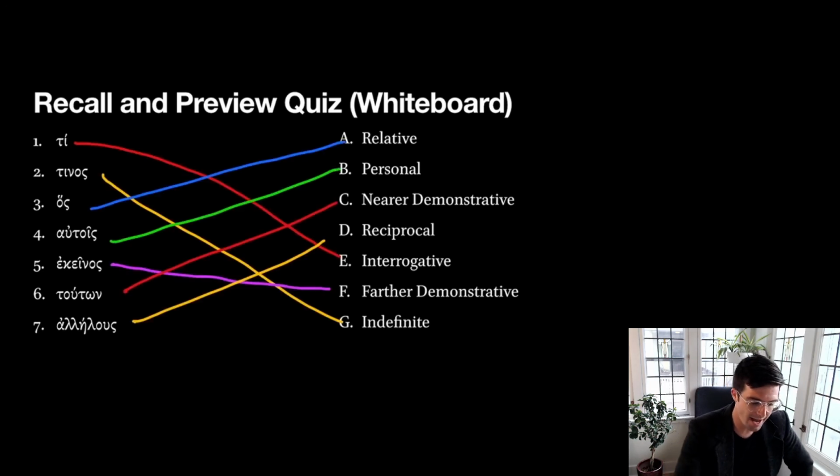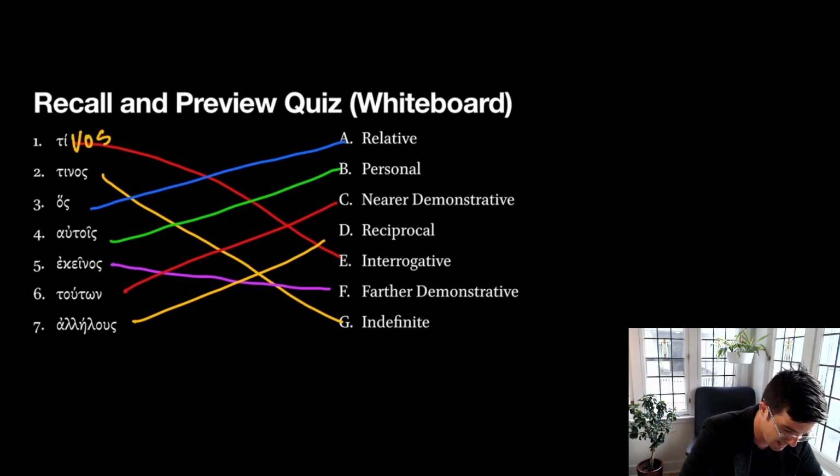So here we go. We have tis with the accent being the interrogative. Remember, the accent is the key to identification for the interrogative. Tinos without an accent, so if we were to have an interrogative of tinos, it would be tinos with the accent above it, just like this. This would be an interrogative, but this one is an indefinite pronoun without the accent.